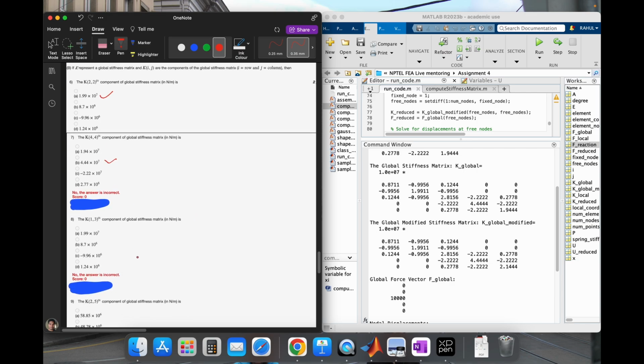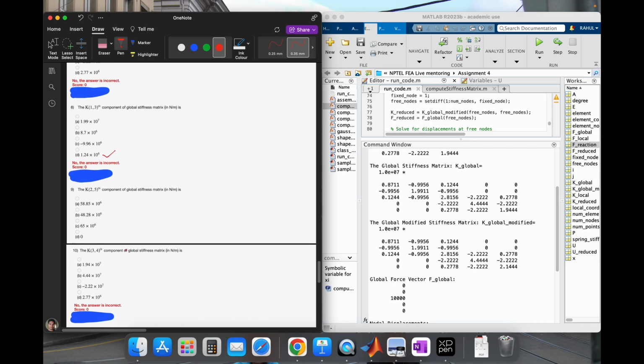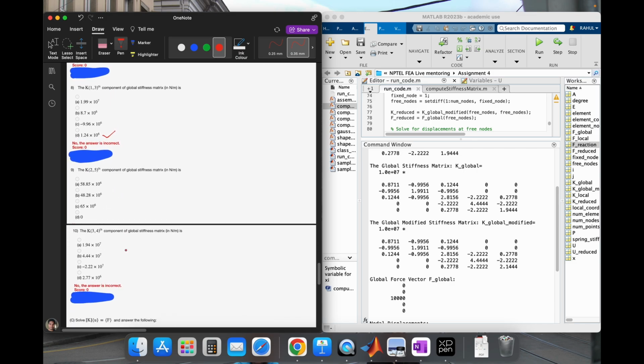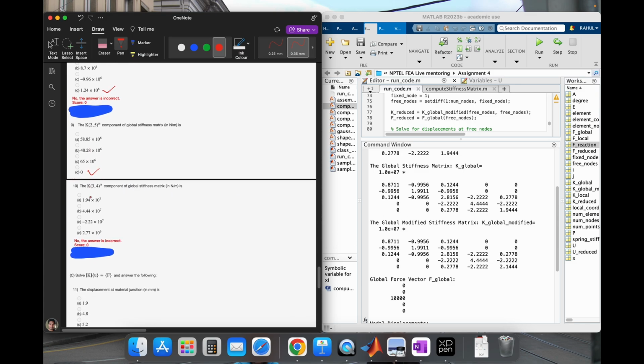K44, that is 4.44, so this is the answer. Now K13, 1.24, so this is the answer. In the ninth problem, it is asking K25, that is K with indices 2 and 5, that is 0, so this is the 0. K34 is minus 2.22, so this is the answer.